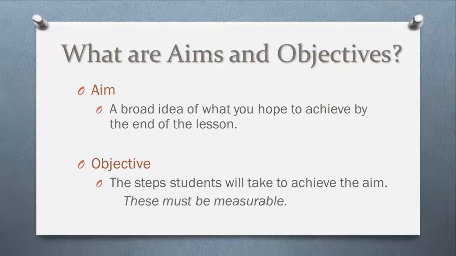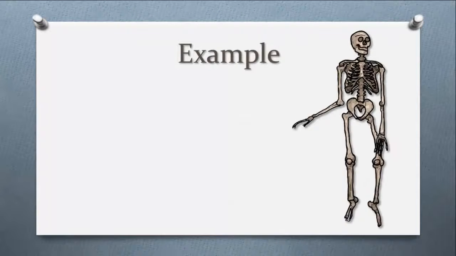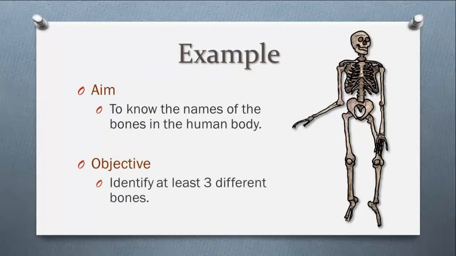So let's have a look at an example. If we're doing a lesson on the human bones, you might set your aim to be to know the bones of the human body. This is not very specific and needs breaking into manageable chunks. Remember, an aim is only a broad outline. So our first objective could be to identify at least 3 different bones. This is much more specific and is the first stepping stone of the lesson.